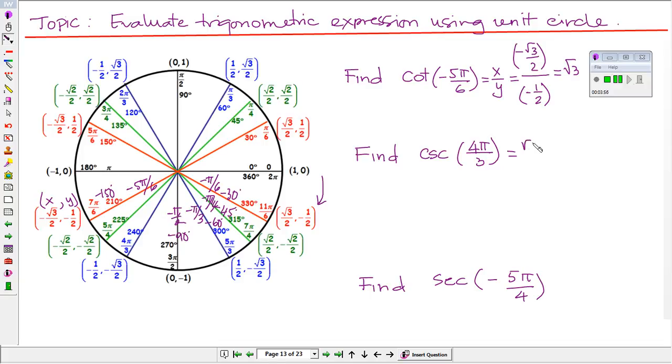Therefore cosecant is r over y. R is 1. At 4 pi over 3, our y is negative square root of 3 over 2. So now we take the reciprocal, we flip this. That will give me negative 2 over square root of 3. And we have to do one more step because we don't want to see square root of 3 in our denominator. So we multiply by square root of 3 on both the denominator and numerator. That will give us negative 2 times square root of 3 over 3.